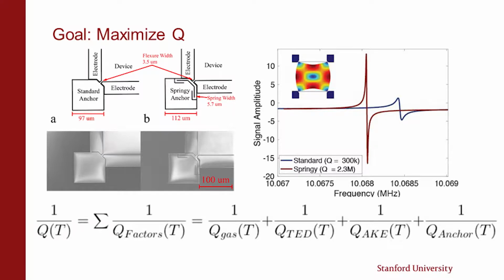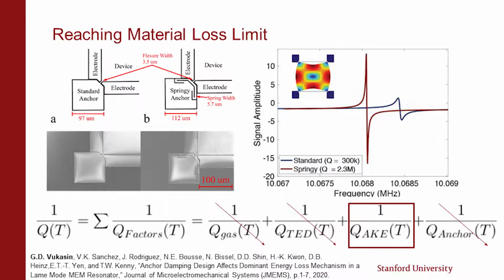And so I did this by minimizing the damping mechanisms individually. So I minimized gas damping by encapsulating the resonator at a low pressure, thereby minimizing the interactions of the resonator with air molecules. I minimized thermoelastic dissipation by choosing a bulk mode resonator over a flexural mode resonator in order to decrease the heat loss due to the temperature gradient, which is induced by the resonator motion. This is much more prevalent in flexural mode resonators than bulk mode resonators.